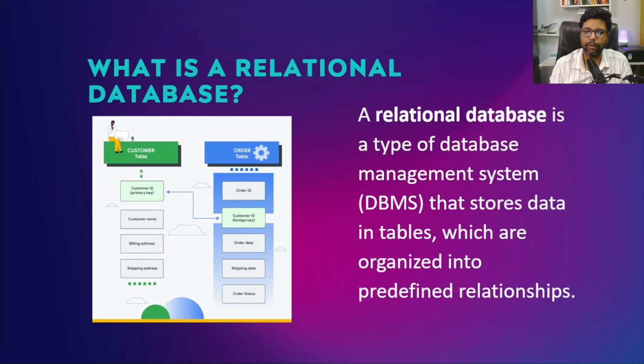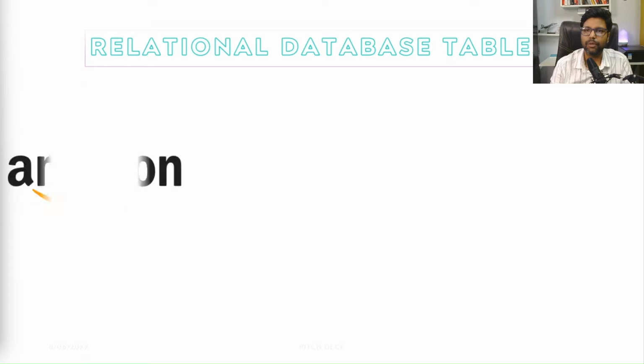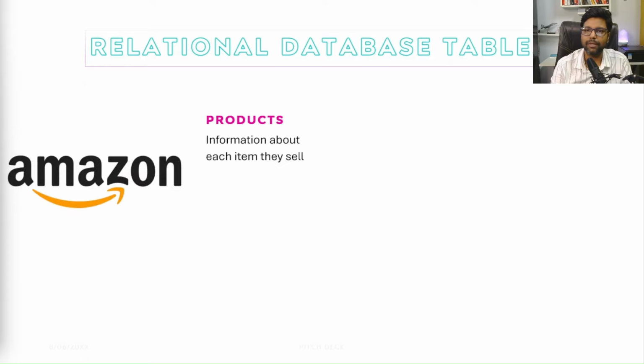Let's go back to our Amazon example and look at the type of business they have. You can expect various tables, right? So one of the main tables will be the products table. The products table will contain information about each item they sell. There will be one customer table, which will basically contain details about customers, and then there will be an order table that tracks all the purchases, right?